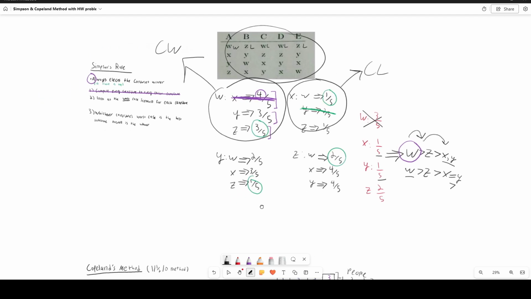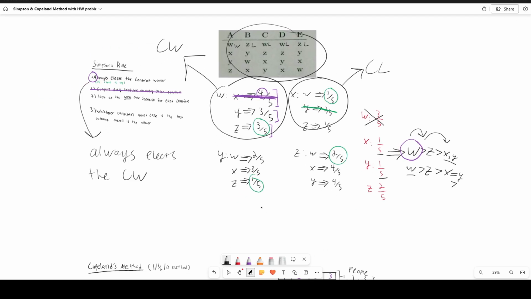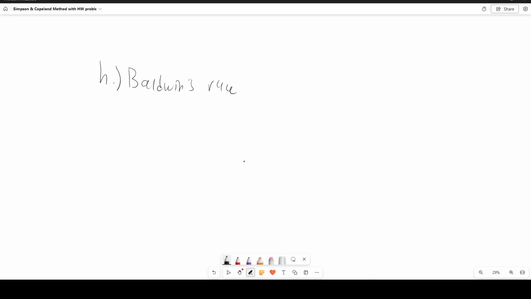And one other thing I didn't say is that if a voting method always elects the Condorcet winner, we say that that voting method is Condorcet consistent. This part is H, which is Baldwin's rule. This is my personal favorite because I love elimination, because you just get to boot out an entire candidate, and it also helps prevent ties in Borda Count. Baldwin's rule is a hybrid voting method. It is part Borda rule and part elimination.